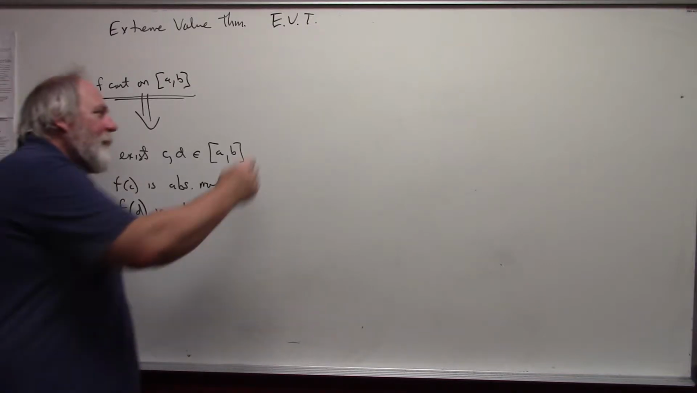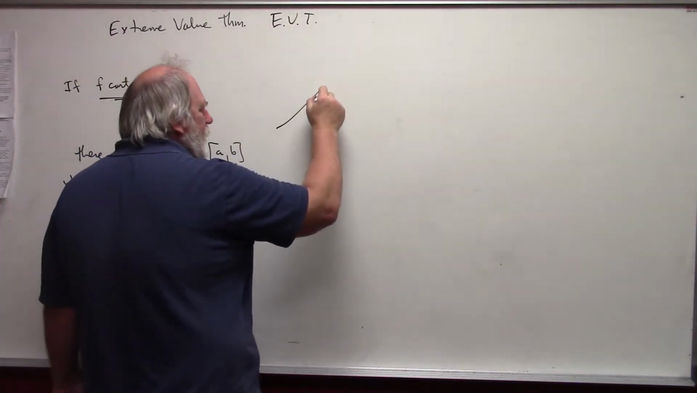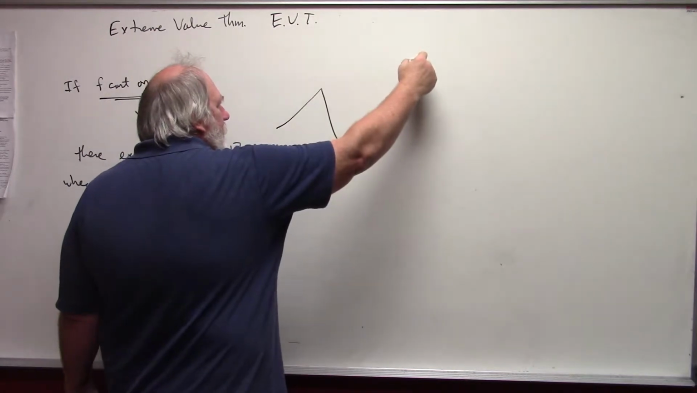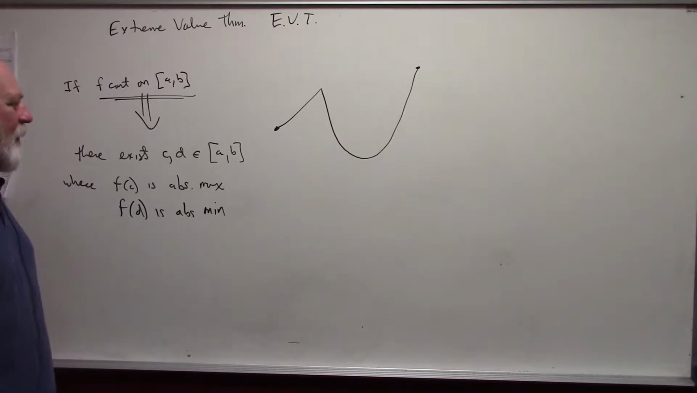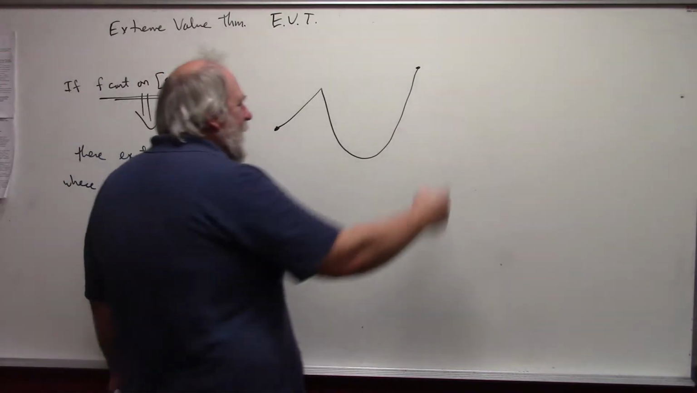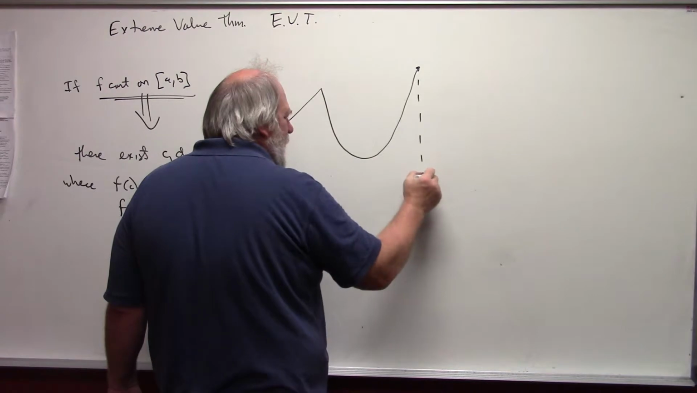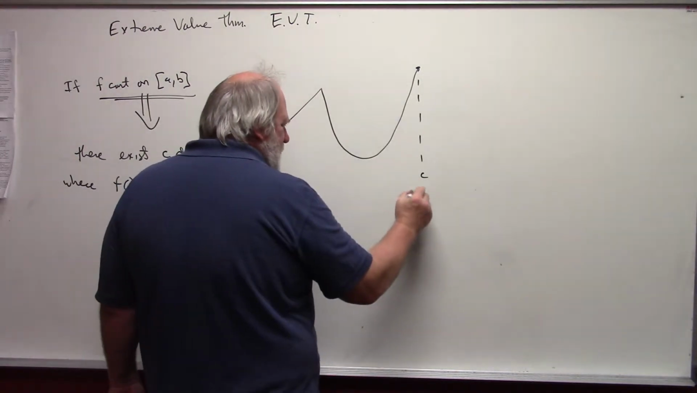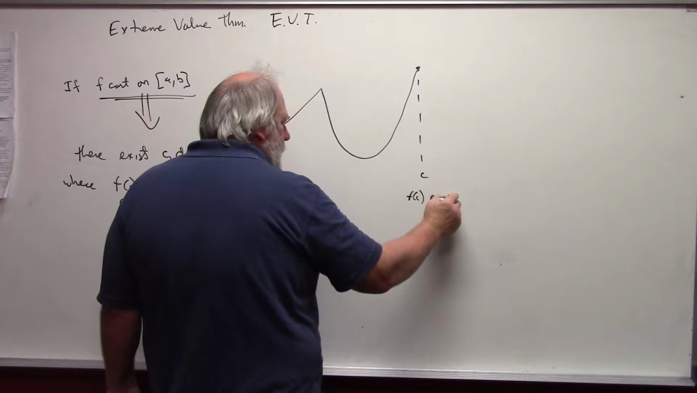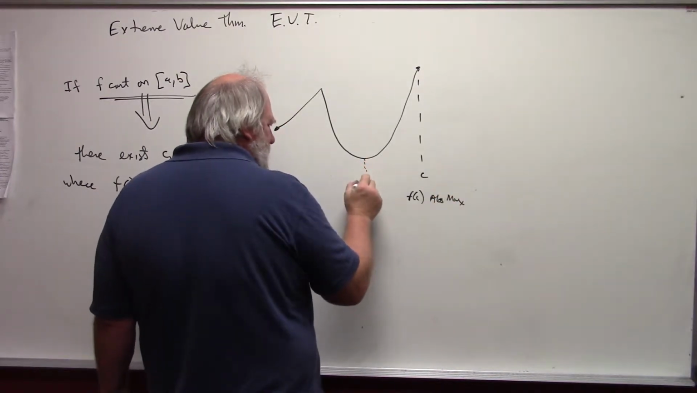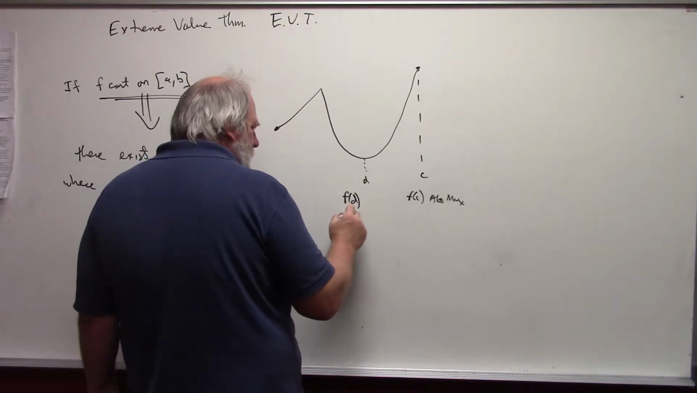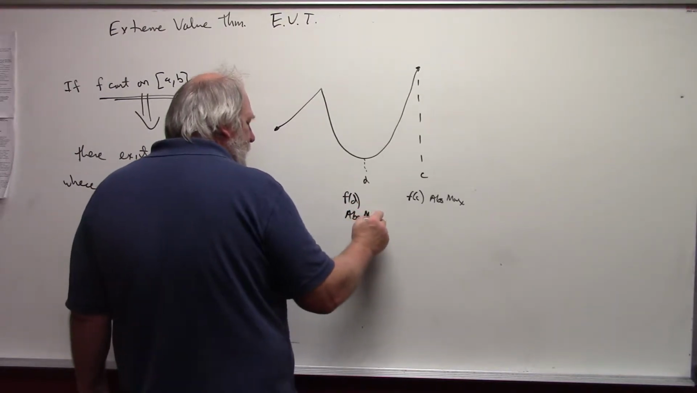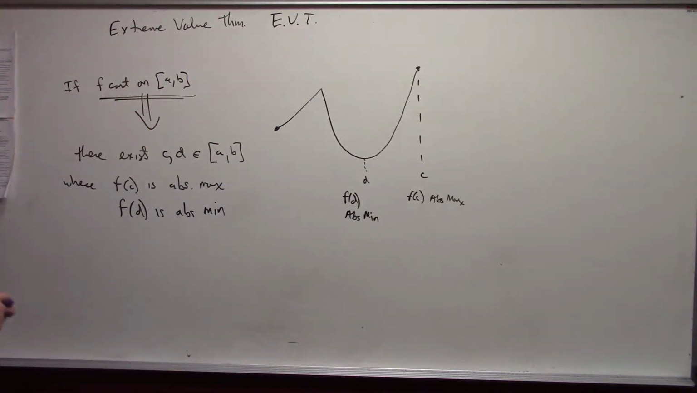So if I have something like, suppose this is my continuous function, this is on my closed interval, there's some value c, in this case c is the right hand endpoint where f of c is the absolute max, and there's some value d, in this case d is right here, f of d is the absolute min of the function on the interval.